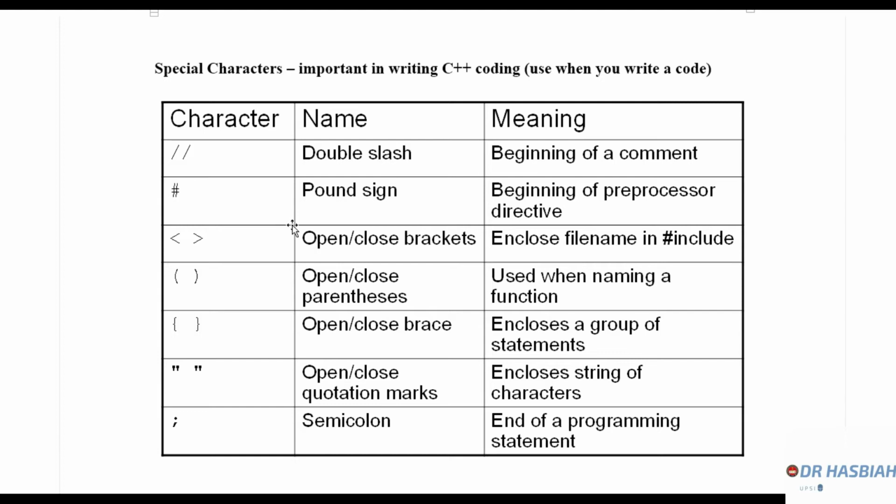Then I have the second one, the hashtag here. This is the pound sign, beginning of a preprocessor directive. And then I have the open and close bracket. So this is the open and close bracket in C++. The open and close bracket enclose the file name in the include. Then I have the open and close parentheses. This is not the bracket. This is the parentheses used when naming a function. Then I have the open and close brace here. Open and close brace.